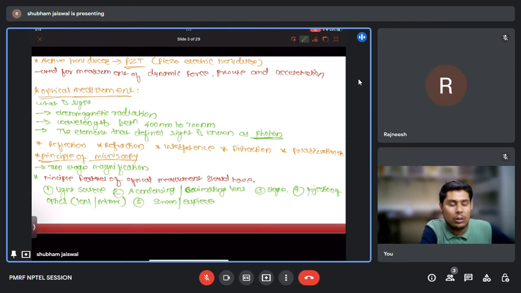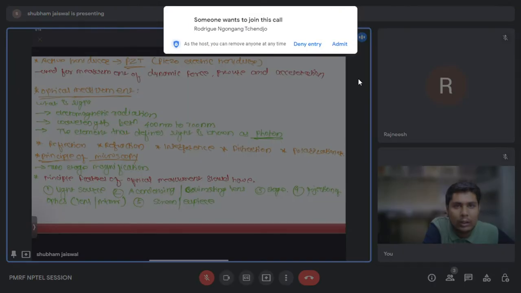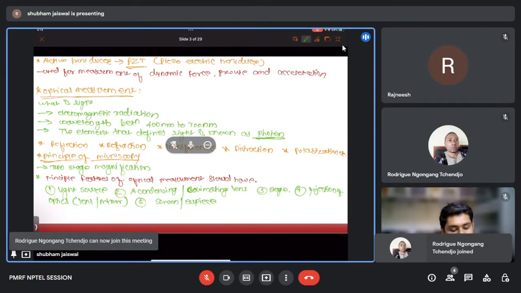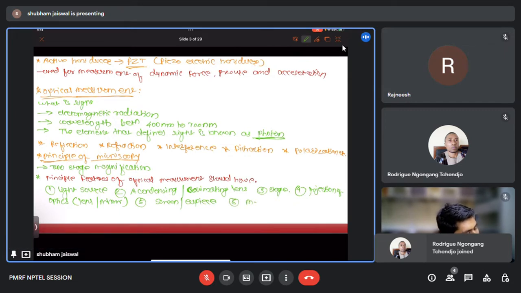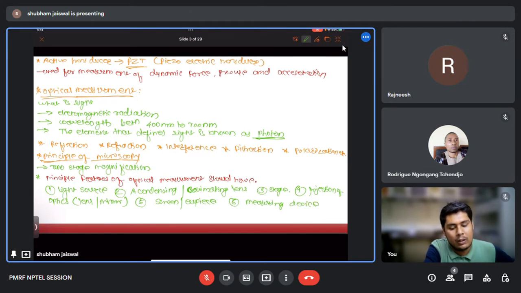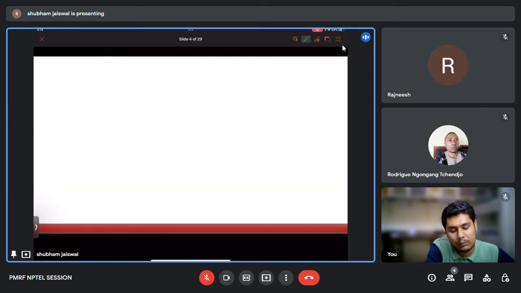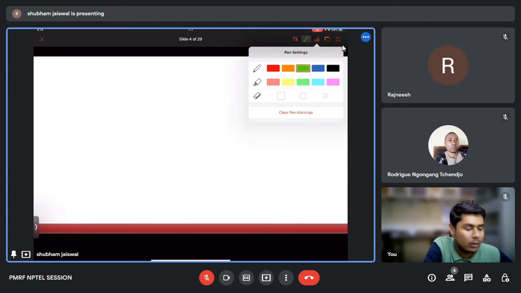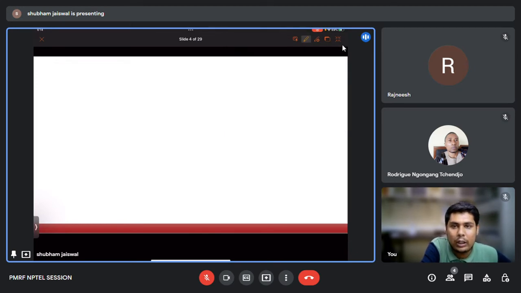Similarly, to measure the dimension or to record the profile and all these features of our sample, we should have a measuring device or recording device. So this we have seen in the basic optical measurement.